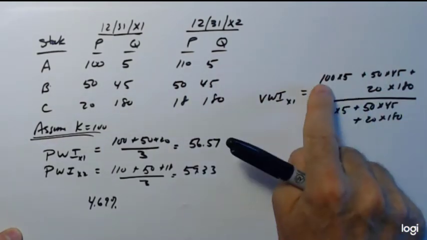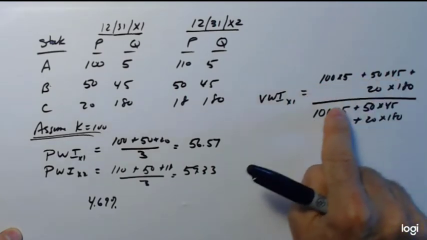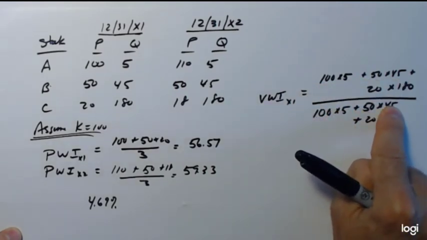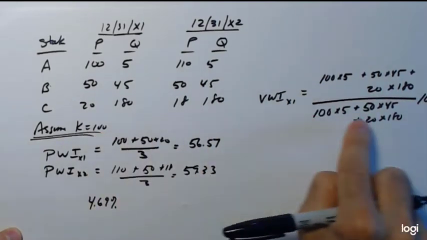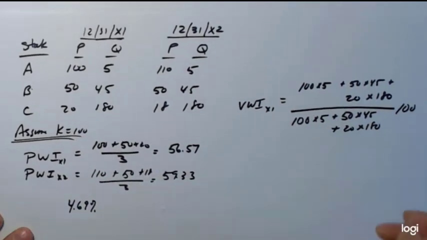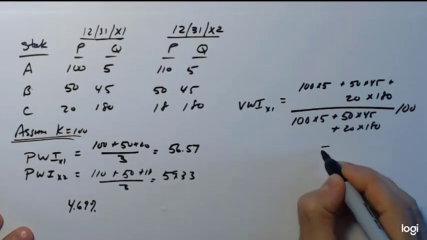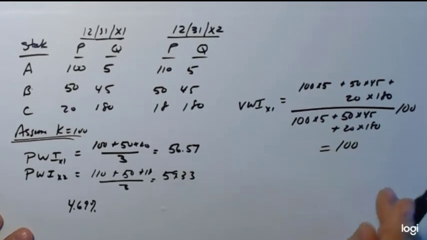This is the market value of all three stocks divided by the market value of all three stocks at the same time. That's 1. But remember, we have K of 100 here. So you multiply it by 100. And what do you get? Well, 1 times 100 is 100. So that's quick and easy. What it means is, if you have to calculate a value-weighted index on the very first period, at the base time, it's always going to be equal to K. Whatever K is, that's it. You don't have to do any calculations.